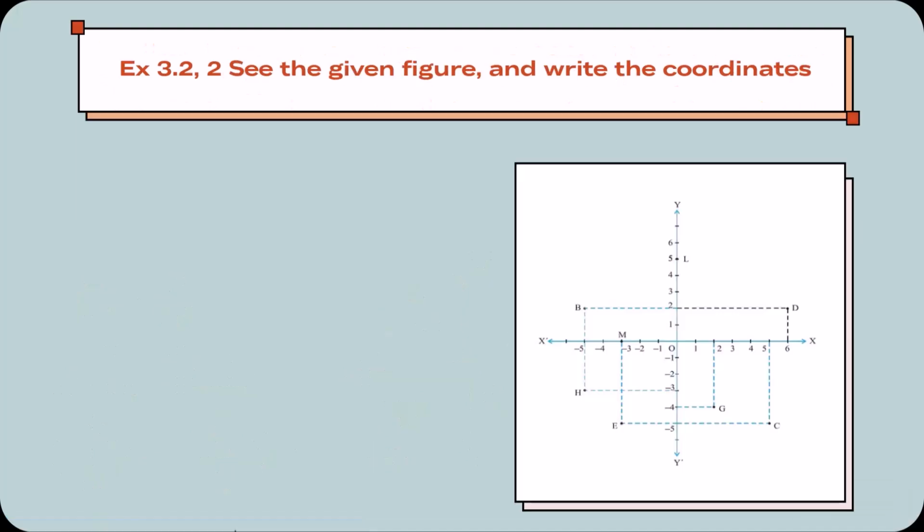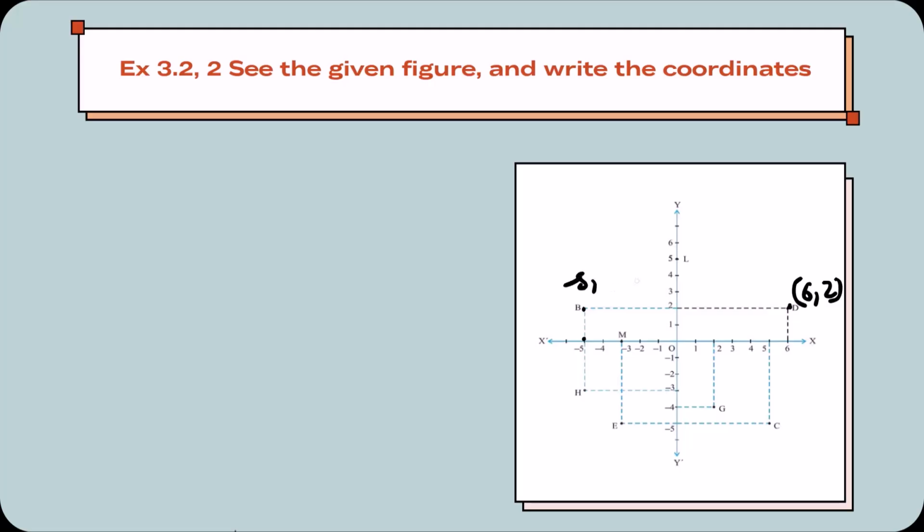See the given figure and write the coordinates. So it's easy for us. We already know. Here we have 6, 2. This D is what? 6, 2. X coordinate is 6, y coordinate is 2. Now we have minus 5 as the x, minus 5, 2.